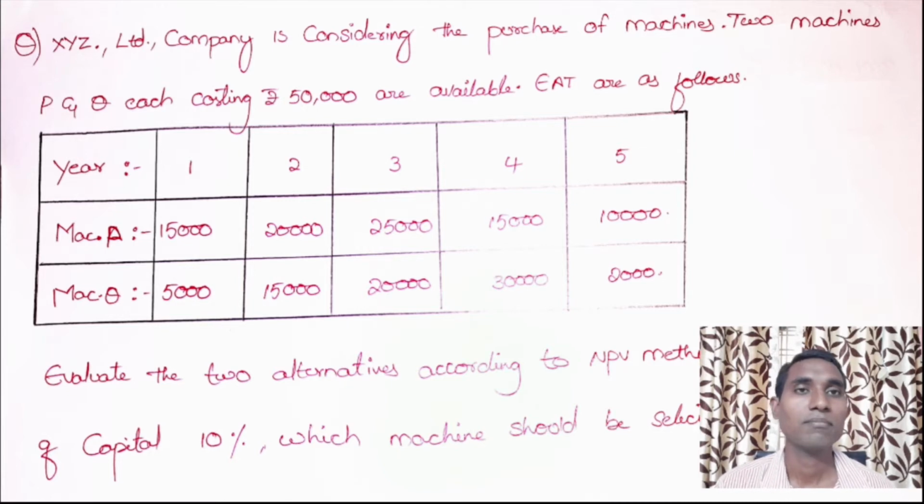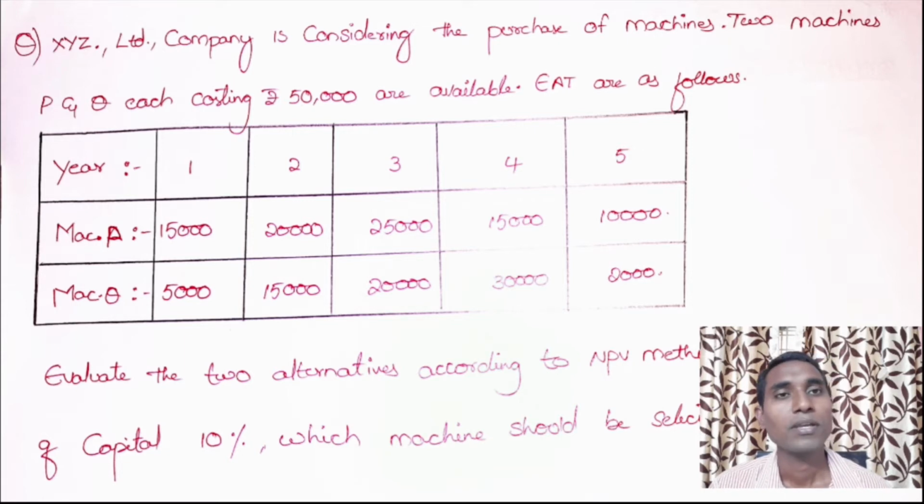XYZ Limited company is considering the purchase of machines. So two machines P and Q costing 50,000 are available. See, here there are two machines. That means it is dependent project. When we have one project or machine, we say it is an independent problem. Like in the last session, we have solved only one machine or one project problem. But here we have two machines. So that means it is dependent project.